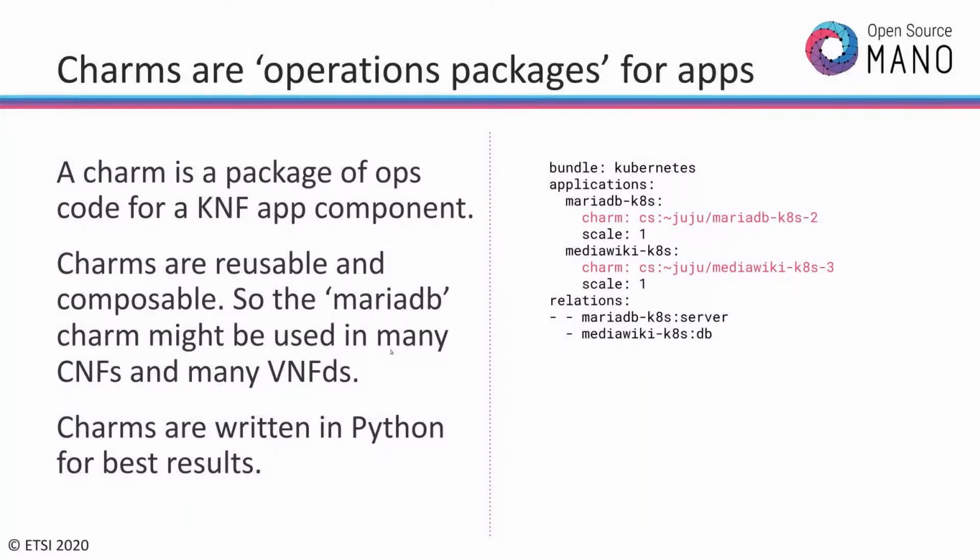Charms is where the operations code is located. They are usually written in Python. It's the recommended way of doing it. And in this modeling language, here would be an example where we're using a MariaDB charm and a MediaWiki charm, which will operate our applications.